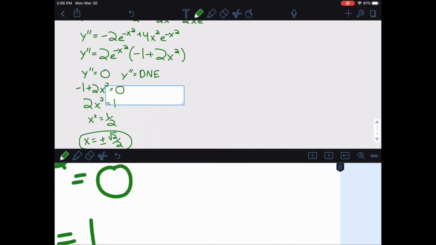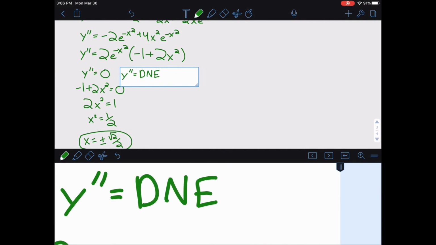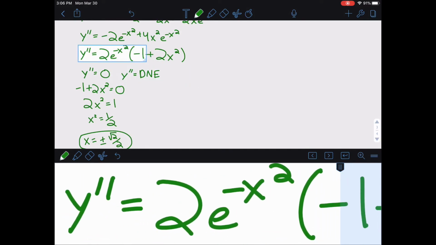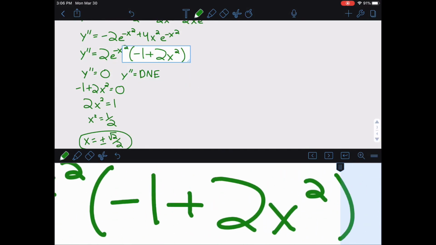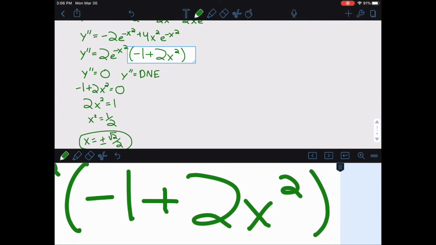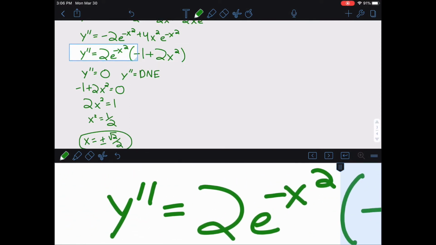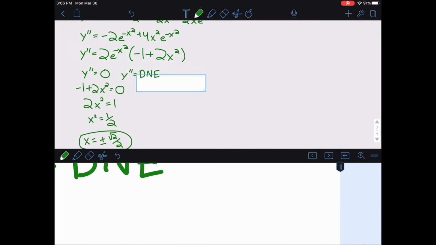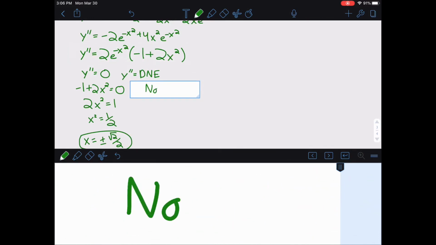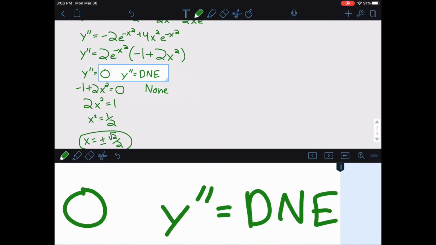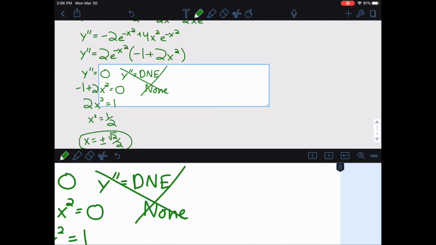Okay, and now for the easy part. Anything make this not exist? No. Exponentials, domain is all real numbers. Quadratics, domain is all real numbers. This function, y double prime, I'm just multiplying them, and so nothing from that. And I will cross that out.